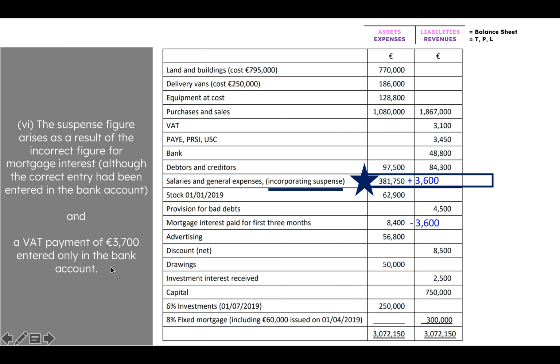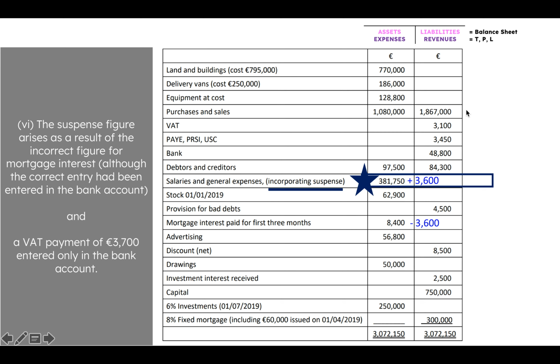And then we have a VAT payment of 3,700 entered only in the bank account. So we have paid VAT. We have made a payment of VAT to the Revenue Commissioners. Okay, and it was entered in the bank account, it just wasn't entered in the VAT account. So what will we do here? So the VAT here, 3,100, okay, we have made a payment of VAT to the Revenue Commissioners, right?